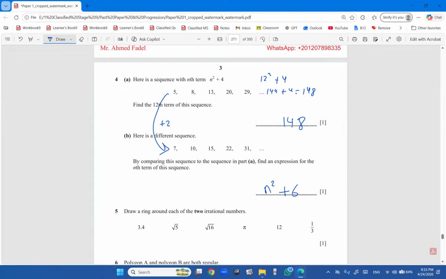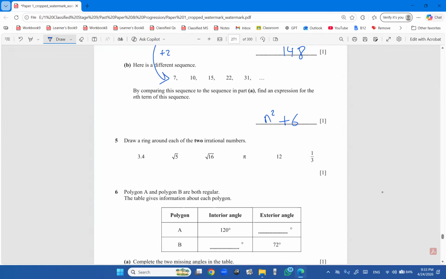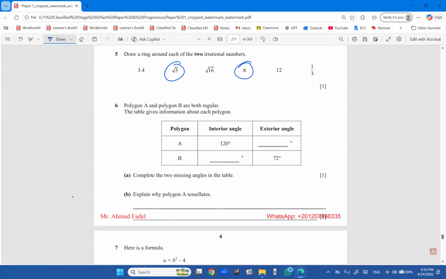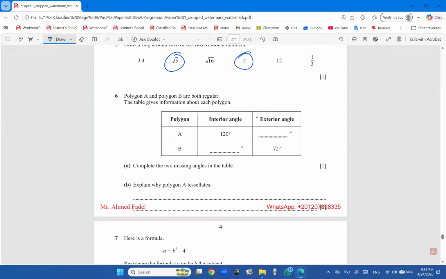Those who are going to avoid the comparison and just find the nth term of this quadratic sequence are also going to be correct, finding that it is n squared plus 6. Draw a ring around each of the two irrational numbers. You're going to find that this is irrational and this is irrational. The rest are rational. Interior plus exterior should give you 180.